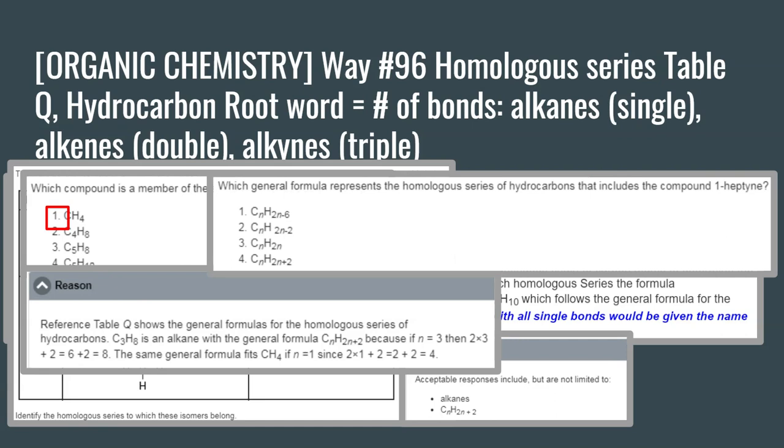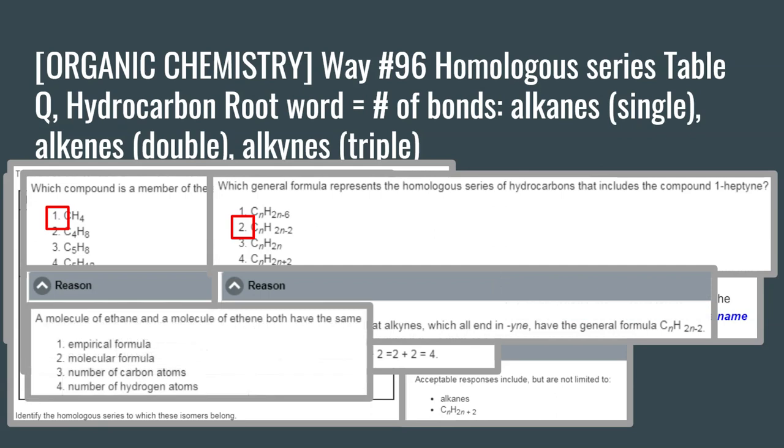Which general formula represents the homologous series of hydrocarbons that includes the compound 1-heptyne? Notice that the root word indicates the type of bond present. So YNE means that it is a triple bond. And the general formula for a triple bond is CnH2n-2. So choice 2 is correct. And you can verify this from Table Q.